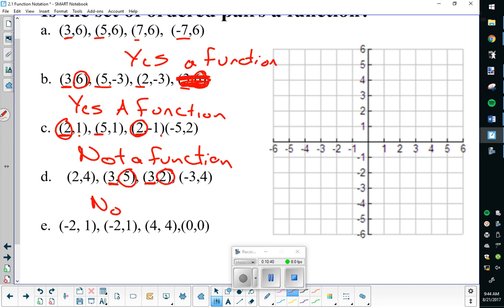Letter E, Sarah, yes or no? Yes, but my x is repeated. I got 2 negative 2's. The output, the y, is the same, so we just say, oh, I don't need that one. Negative 2, 4, 0, those x's are not the same, so we're good there. Questions with ordered pairs? Just be careful with the redundant ones.